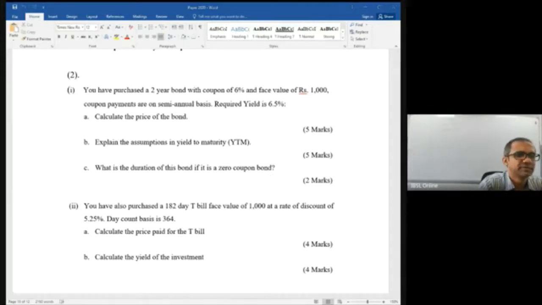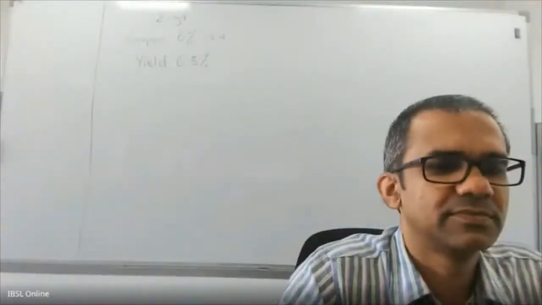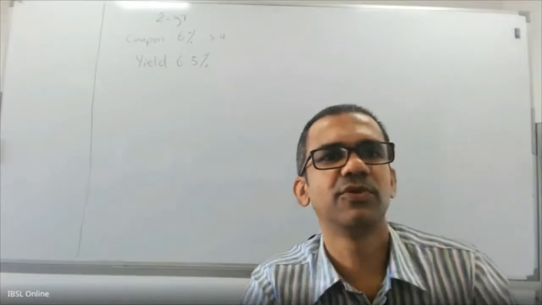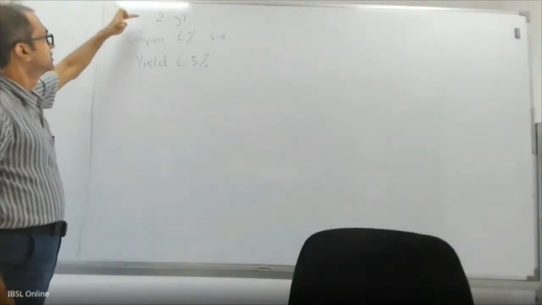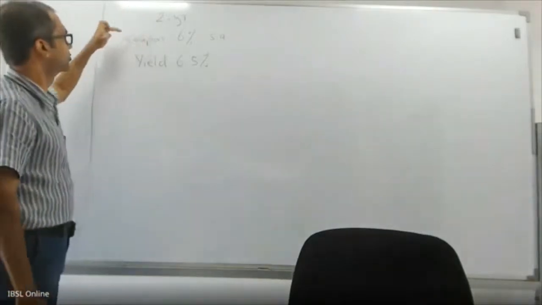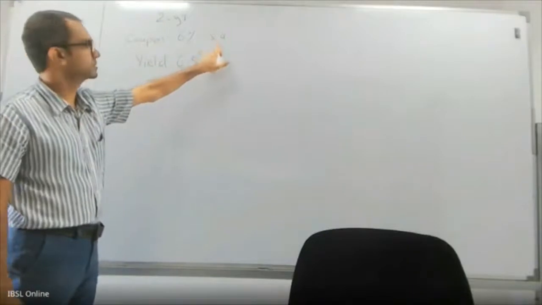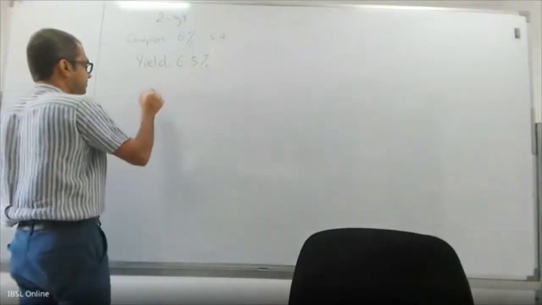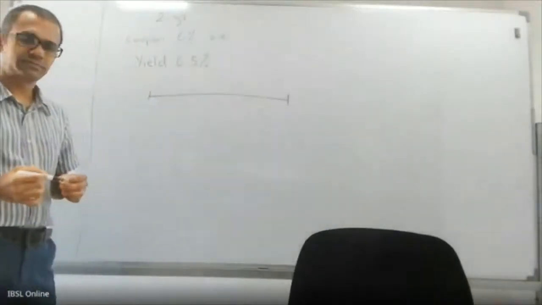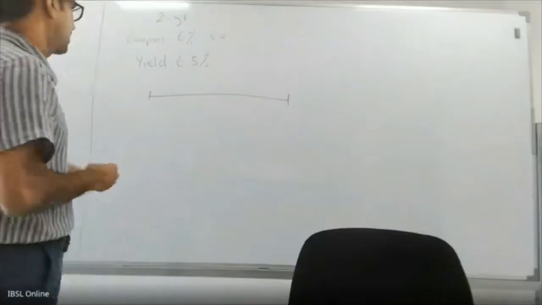So if I switch, now you can see the board, is it? Yes, sir. Can you see this? It's a 2-year bond. I just noted down, and the coupon is 6% and semi-annual. This is important. Yield is 6.5. How many cash flows? 4. 4 cash flows.